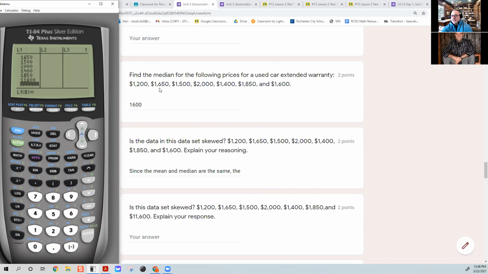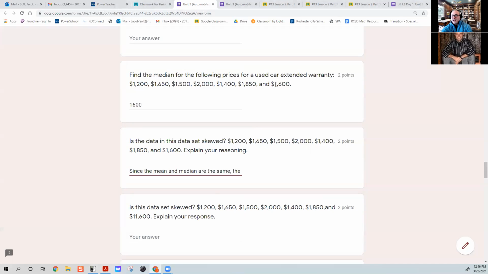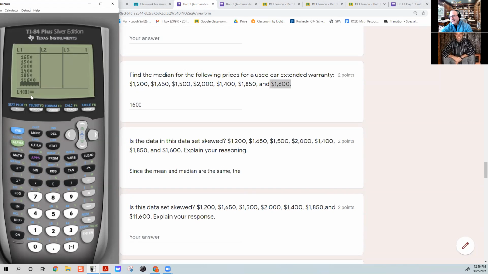I get rid of the 1,500. Get rid of the 1,650. 1,600 is my middle number. It's the one number left over after I've eliminated all my highest and lowest numbers. That's how I found the median the first time. In this case, I'm going to find the median using the calculator. So I pressed stat. I went in my edit. I put all my numbers in my list 1. Once all my numbers are in list 1, I can press stat once again.